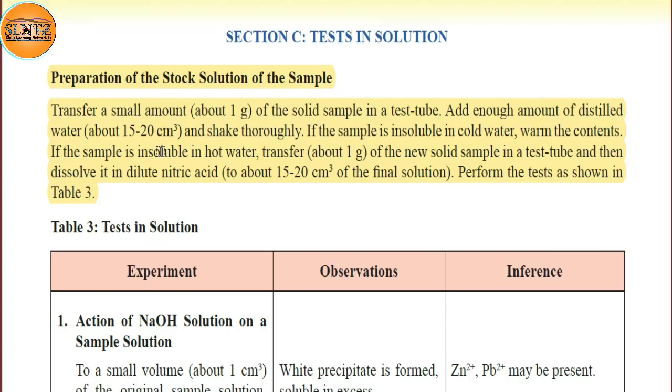And if there is resistance to solubility, you have to transfer a new solid sample. You have to exclude the first and take a new sample. You put it in a test tube, and then you dissolve it in dilute nitric acid, and that way you get a final solution. Then you perform another test.